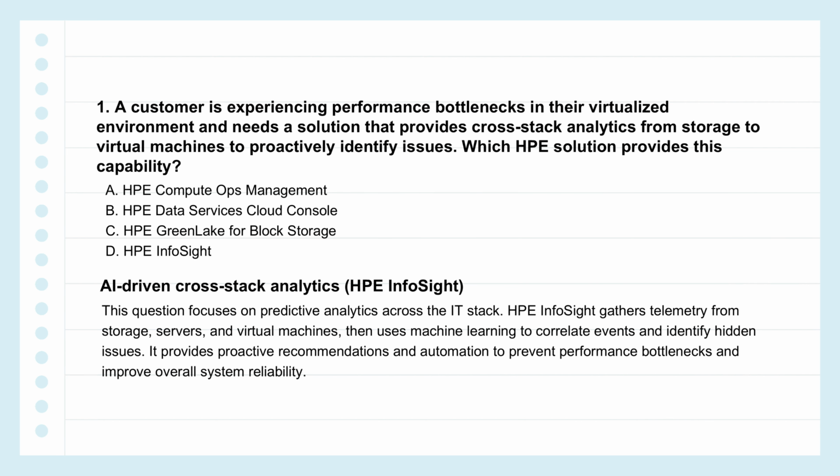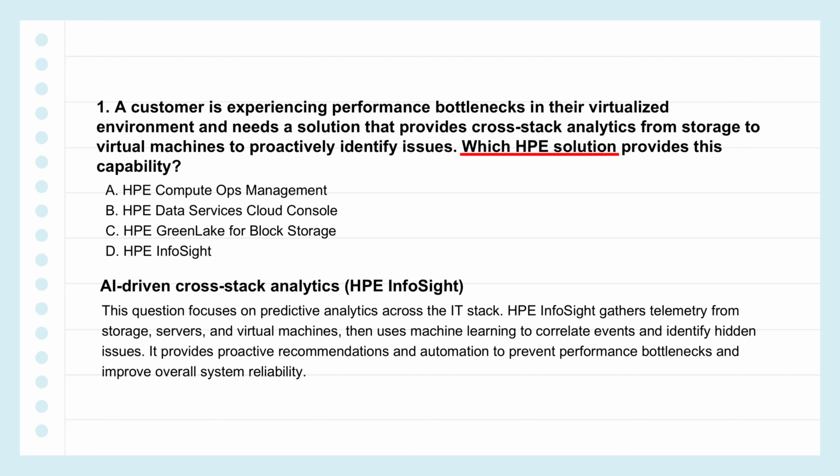Awesome. Let's dive right into question 1. Here's the scenario. A customer is experiencing performance bottlenecks in their virtualized environment and needs a solution that provides cross-stack analytics from storage to virtual machines to proactively identify issues. Which HPE solution provides this capability? Okay, let's hear the options. All right, your 4 options are Option A, HPE Compute Ops Management. Option B, HPE Data Services Cloud Console. Option C, HPE GreenLake for block storage. And Option D, HPE InfoSight.